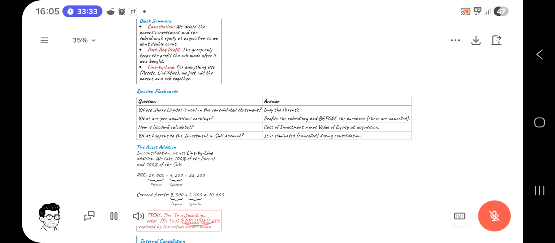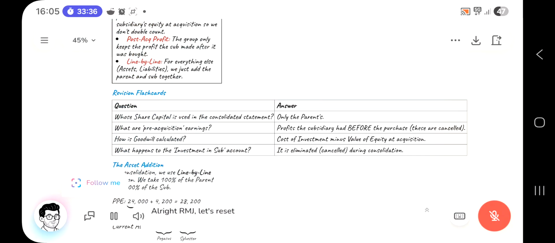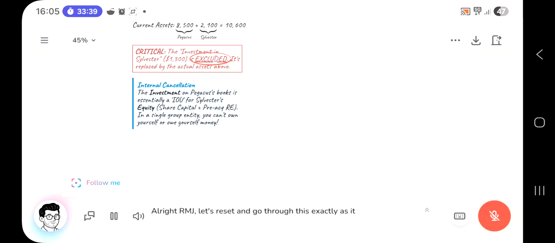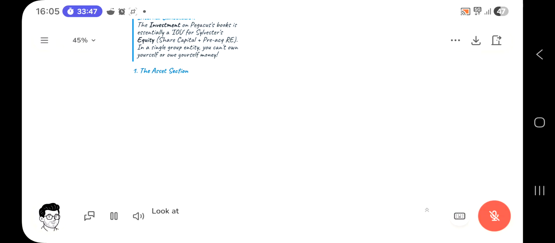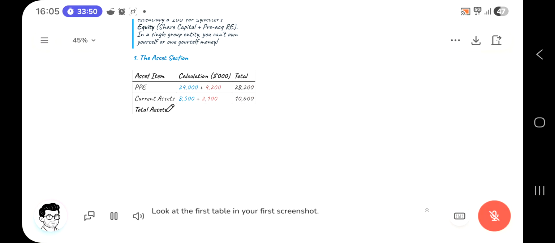All right, RMJ, let's reset and go through this exactly as it appears in your images, piece by piece, so you know where every single digit comes from. Look at the first table in your first screenshot. Pegasus has 24,000 in PPE and Sylvester has 4,200. We just add them. The blue 24,000 is from the Pegasus column. The red 4,200 is from the Sylvester column. Same for current assets, 8,500 plus 2,100.